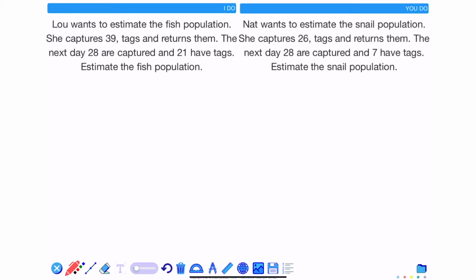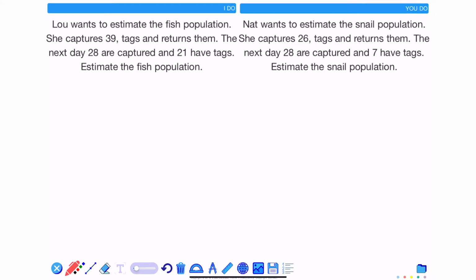In this video, we're going to be looking at capture-recapture. Capture-recapture is a sampling technique that can be used to estimate the size of a population, and it's based on proportional reasoning. Looking at the question on the left-hand side, Lou wants to estimate the fish population.